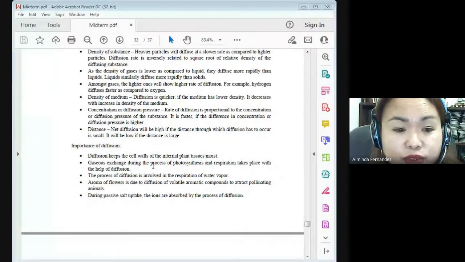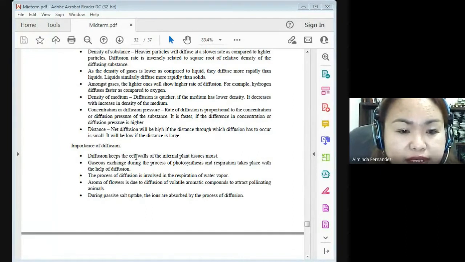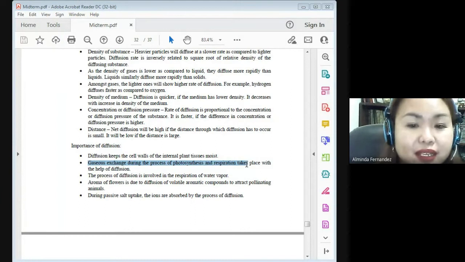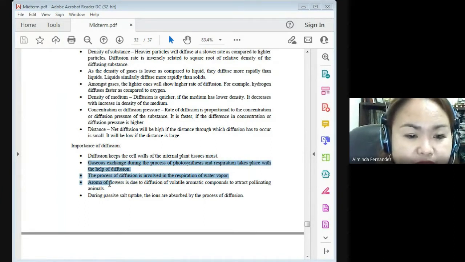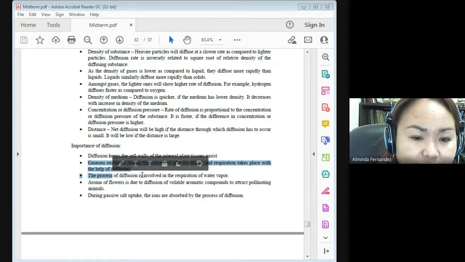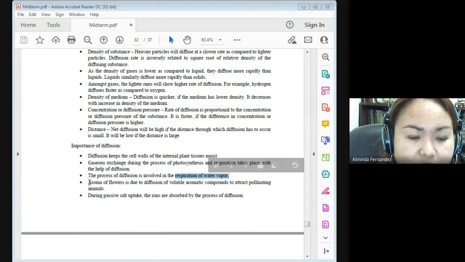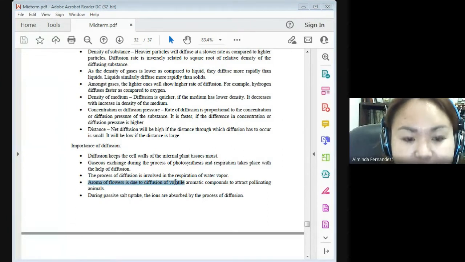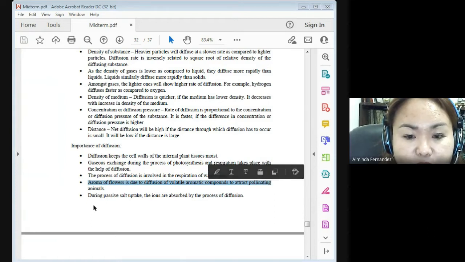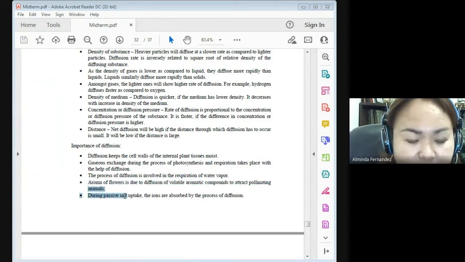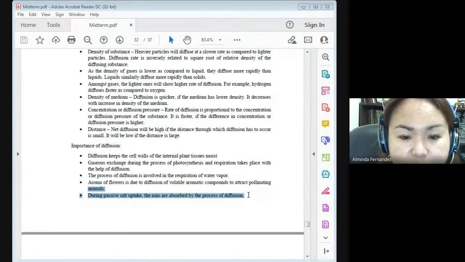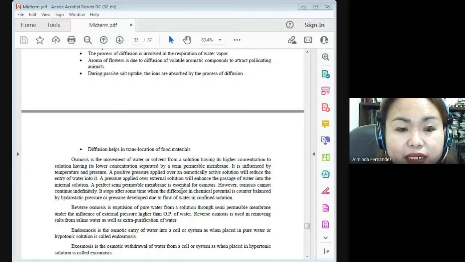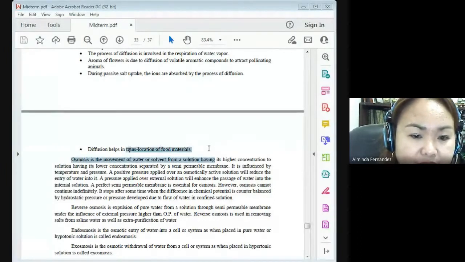Diffusion is very important as it keeps the cell wall of the internal plant moist, and gaseous exchange during photosynthesis is very important, in respiration also, and in the release of water vapor. Even the aroma of flowers is due to diffusion of volatile, aromatic compounds to attract pollinating insects or animals. And during passive uptake, ions are absorbed through diffusion. So diffusion has many uses. It also helps in translocation of food materials.